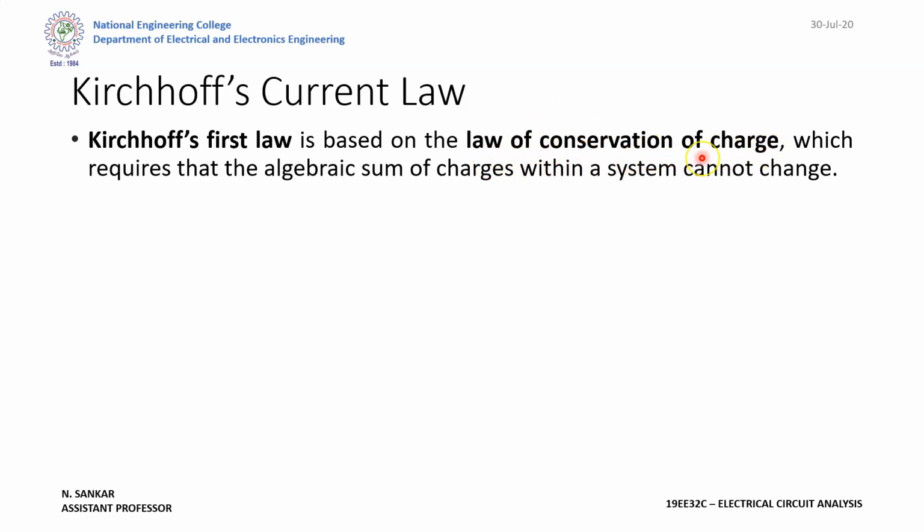So law of conservation of charge is nothing but, if you take any isolated system, the charge inside will be constant. Okay. If you don't add any charge from outside, the charge inside the system will always be constant. So that is the base for this law. So this law tells that the algebraic sum of charges within a system cannot change. That is the law of conservation of charge, stating that the algebraic sum of the charges within a system cannot change unless you add anything from outside.